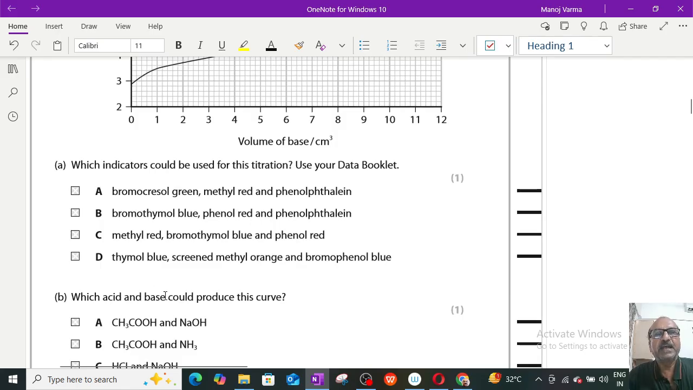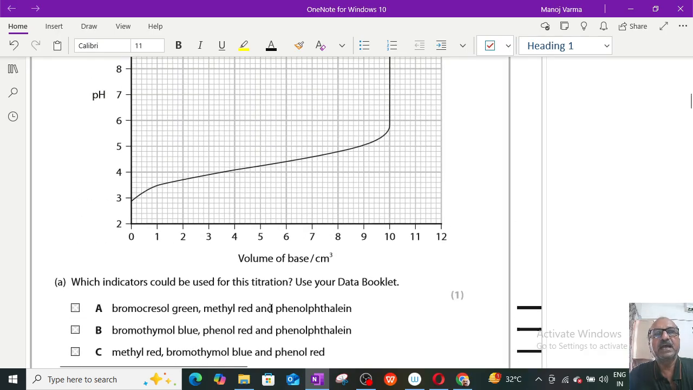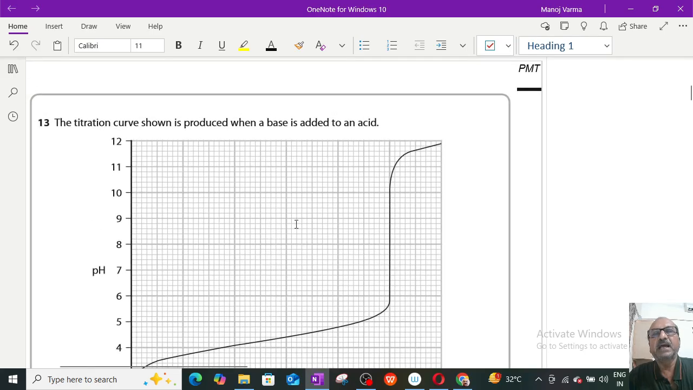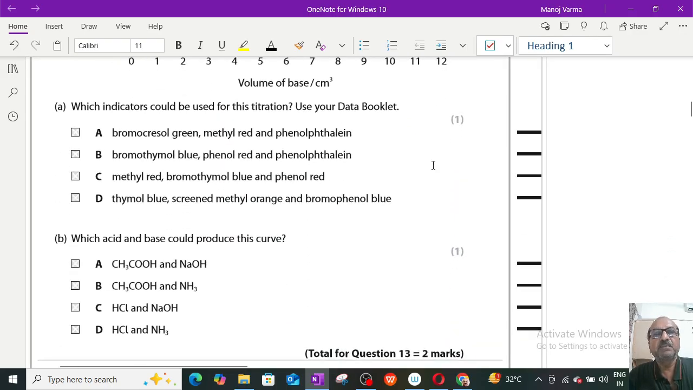Now, which acid and base could produce this curve? You have to understand that the starting pH is around about 3, which corresponds to a weak acid, because if the acid were strong, then the pH would be around 2 or less than 2. So it indicates a weak acid. And after the titration is over, the pH touches about 12, which indicates a strong base. So weak acid and strong base, so A is the correct option.